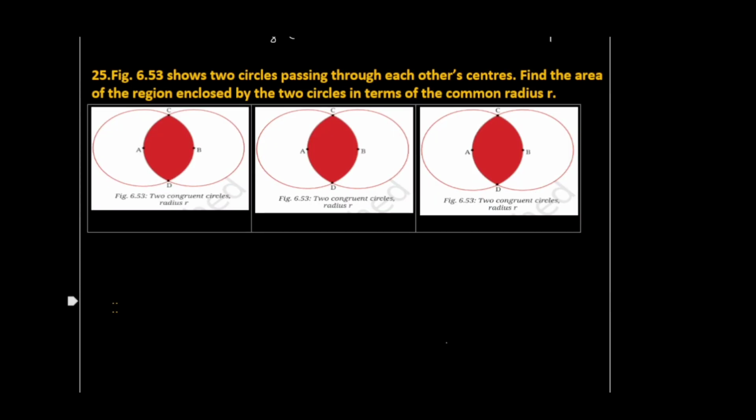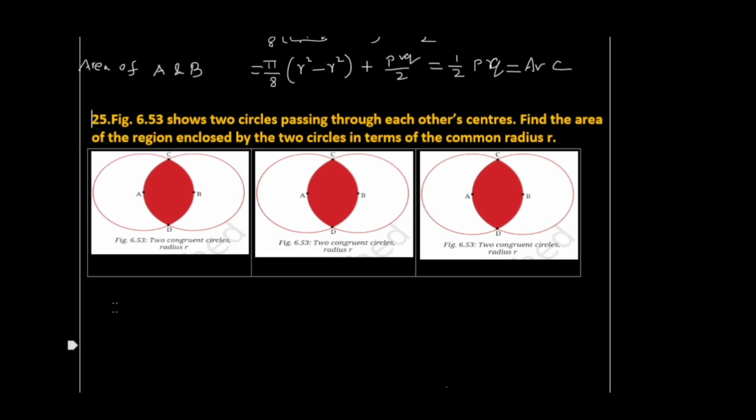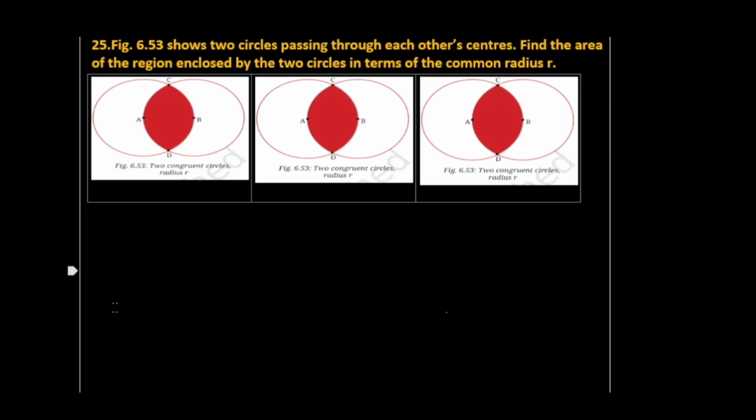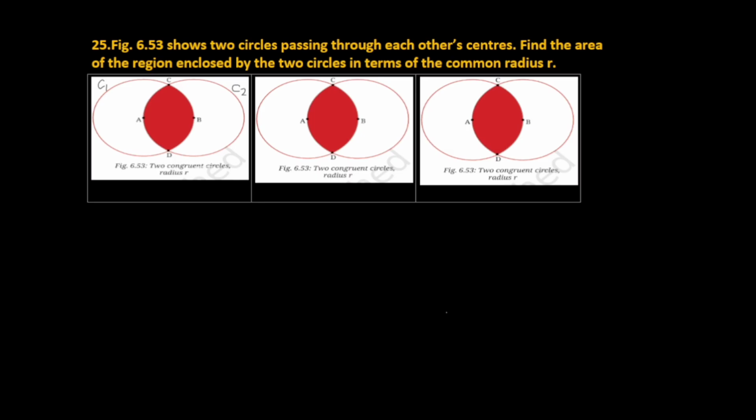25th question. In the given figure, two circles pass through each other's centers. Find the area of the region enclosed by the two circles in terms of the common radius r. Now you can see two circles. Say this is circle 1 with center A, then this is circle 2 with center B. Now C1 passes through center B, C2 passes through center A.